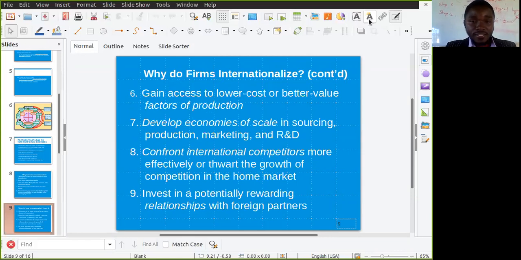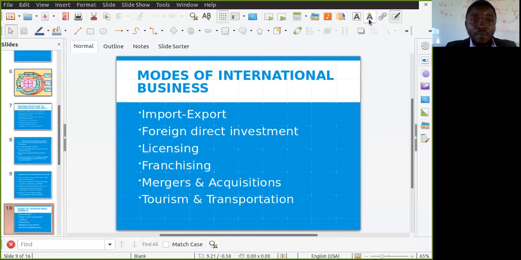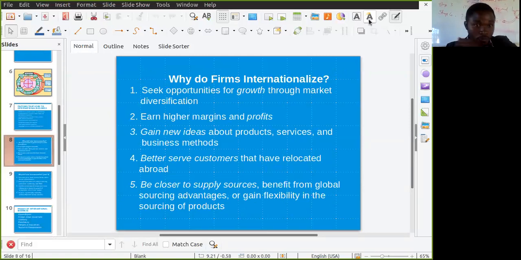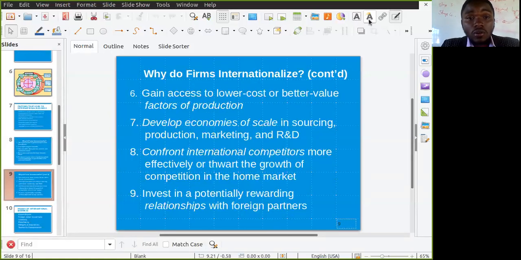Why do firms internationalize? We continue. Gain access to lower cost or better value factors of production. Number 7, develop economies of scale in sourcing, production, marketing, regulation, and development. Confront international competitors more effectively or thwart the growth of competition in the home market. Invest in potentially rewarding relationship with foreign partners. So we go to the reasoning behind point number 6. Gain access to lower cost or better value factors of production.